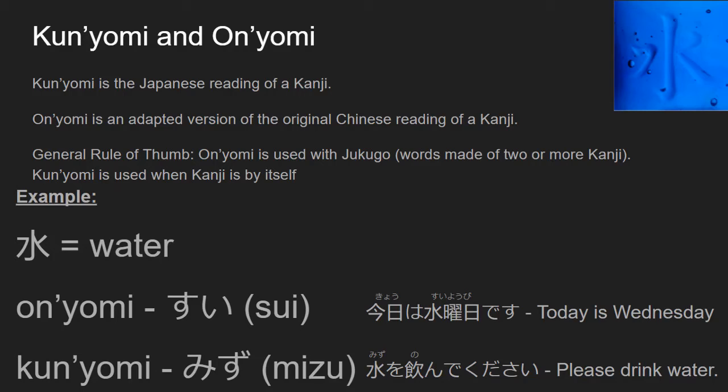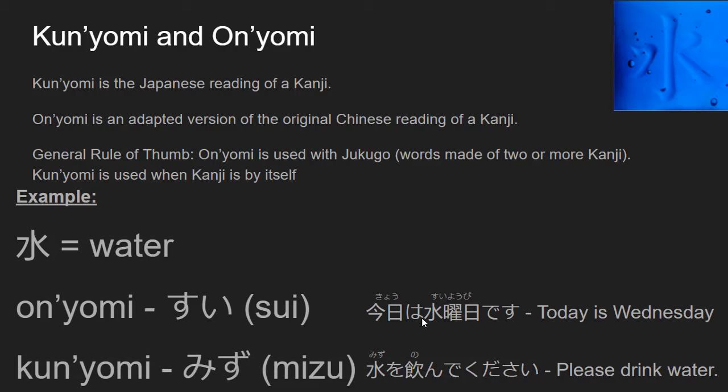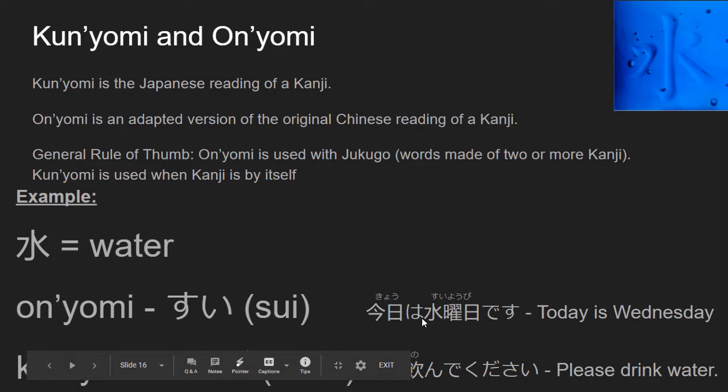So I've got some example sentences. Don't worry if you don't understand the sentences, that's not the point of the lesson, it's just to see where you'd use the meaning. So this is Kyou wa suiyobi desu. You can see this kanji is part of a whole word. It's this kanji and this kanji. You can see the kanji for day, which I was talking about, like a new sun. All these kanji come together to make one word, so you're going to use the On'yomi reading.